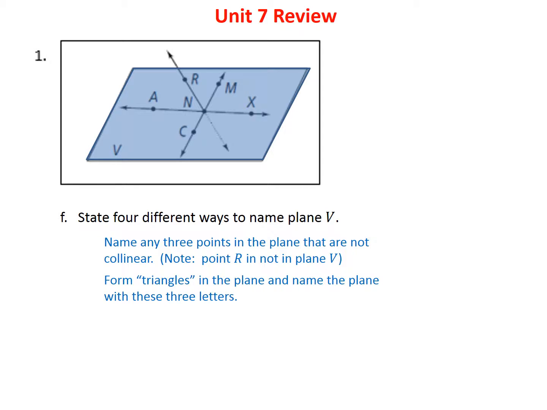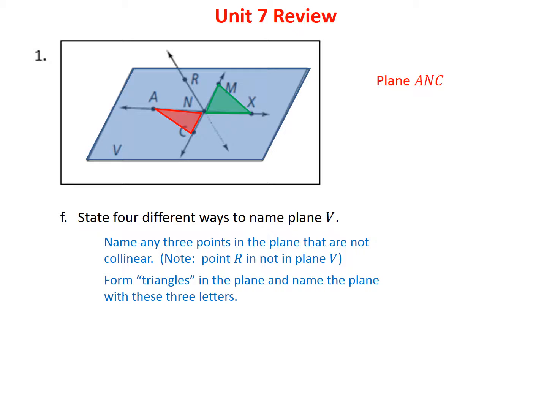So what I need to do is think about mentally forming triangles in the plane and then name the plane with these three letters. For example, here's a triangle in the plane with A and C. So I could call this A and C. I could also call it ACN. The order does not matter, although lots of times we can put them in alphabetical order.